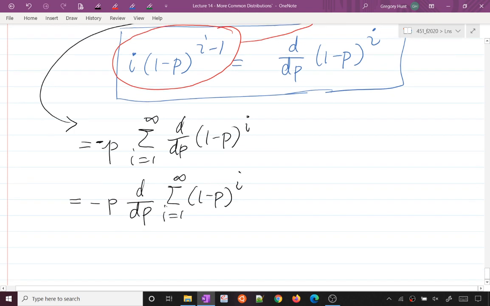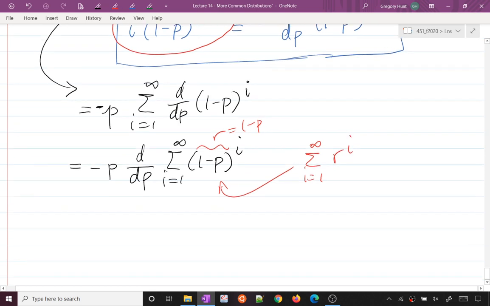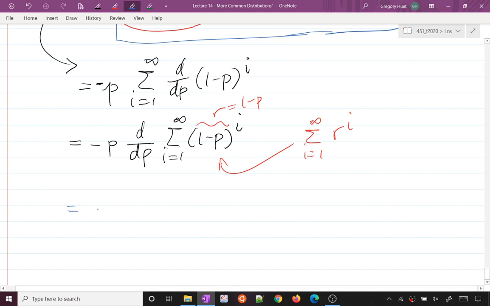And now, if we say r is 1 minus p, this thing here is basically a geometric series. Not quite. It's 1 to infinity of r to the i. So it's almost like a geometric series. What we have to do to make it properly a geometric series is, it's negative p, d/dp, and it needs to start at 0. So we'll lower my index by 1. So say this is the sum from 0.